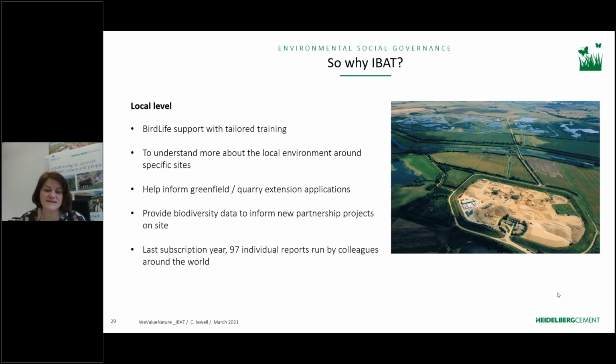Just to give you an idea of its usage, in the last subscription year we had 97 reports run by colleagues around the world. So this is, I think, a great way to show how IBAT can be used not only by myself at corporate, but also across the operations as well. Next slide.